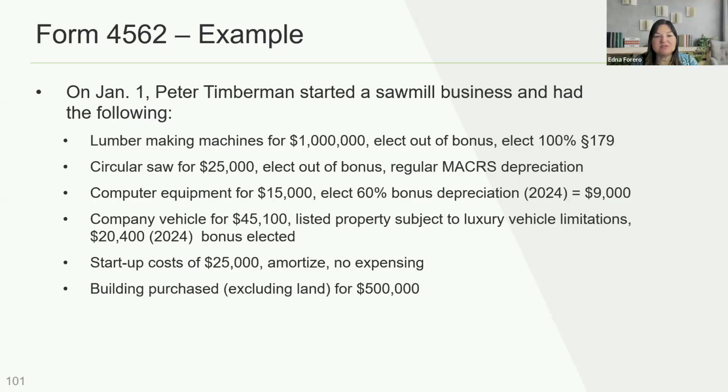The company vehicle was $45,100. It's listed property subject to luxury vehicle limitations. So he's got $20,400, which is the 2024 amount, with bonus elected. So remember that $12,200 that we saw. The startup costs are $25,000. We're going to amortize those with no expensing, and he has a building that he purchased, excluding the land, for $500,000. All right, so those are all the purchases he made for the year.